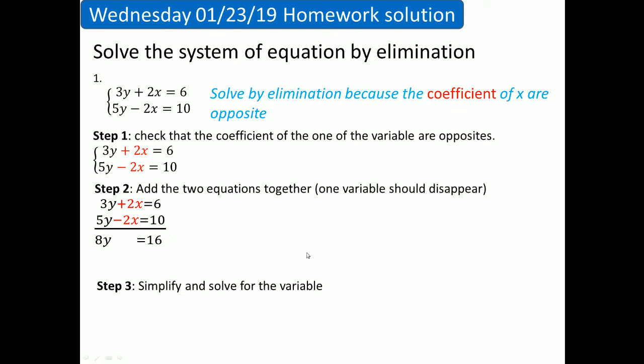Now we can simplify and solve for the variable. You have 8y equals 16. Now I'm going to divide 8 to both sides. As a result, I get y equals 2. Step 4. I'm now going to substitute the solved variable back into the original to get the other variable.